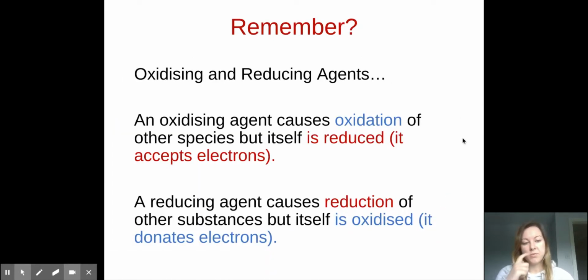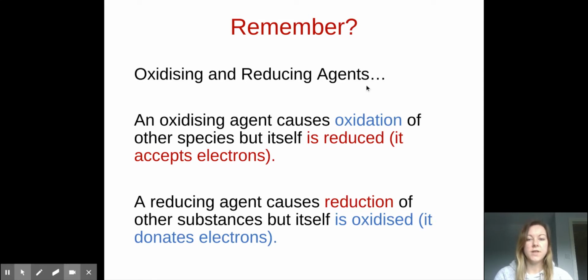Another wee bit then before we go on to our new stuff is to remember oxidizing and reducing agents. So remember, an oxidizing agent causes oxidation, but is actually reduced itself. So it oxidizes everything else, but it gets reduced. And a reducing agent is the opposite. So it causes reduction, so it reduces everything else, but it is oxidized.